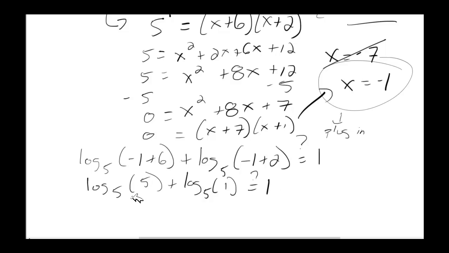with those properties from the previous video. So log base 5 of 5 is what? Well, 5 to what power gives you 5? That's going to be a 1. Plus log base 5 of 1 is 0, and 1 plus 0 equals 1. So we got it. Okay, let's take a look at one more.